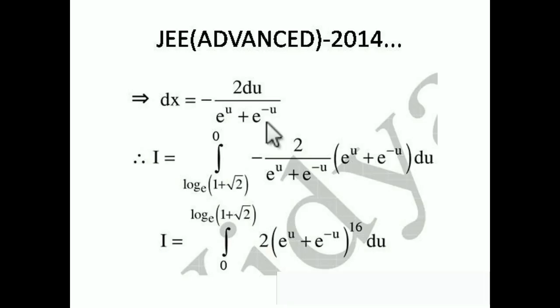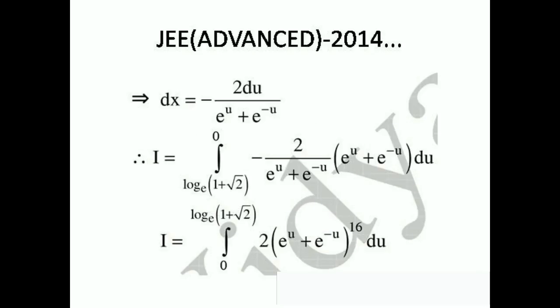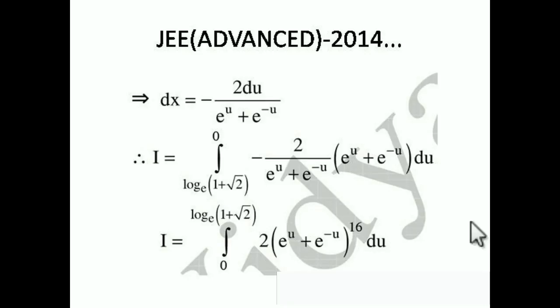Okay. Now for the limit, we have ln tan(x/2) is equal to u. Now if we put x is equal to pi by 4 here, then log of tan(pi/8), that is 1 plus root 2. Then the lower limit becomes log of 1 plus root 2. Now if we put pi by 2 here, then tan(pi/4), that is 1, log of 1, that is 0. So the upper limit is 0. See, the limit exchange is also important.